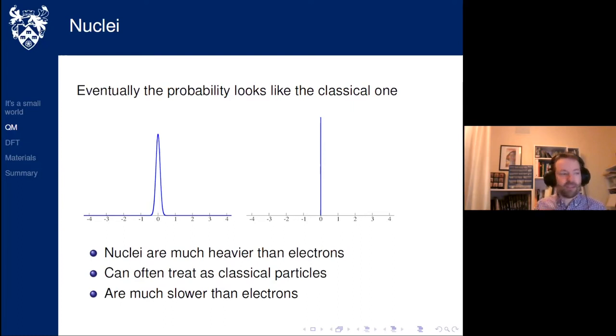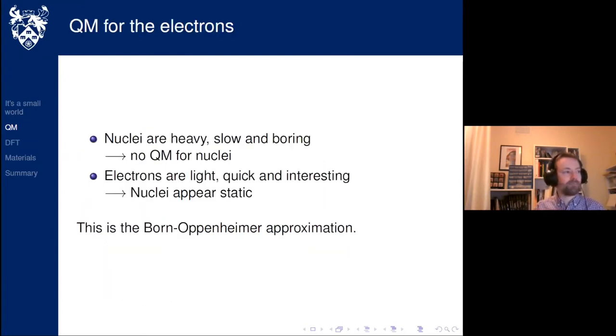This is a fantastic concept. It's called the Born-Oppenheimer approximation. It lets us really focus our quantum mechanics on the electrons and treat the nuclei as slow-moving particles which are treated classically. In other words, the nuclei are very heavy, they're slow, and they're pretty boring. They don't do any chemical bonding. They just sort of sit there and influence the electrons. We don't need quantum mechanics for the nuclei.